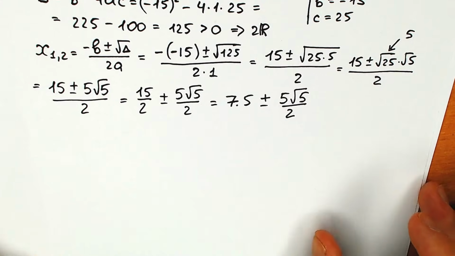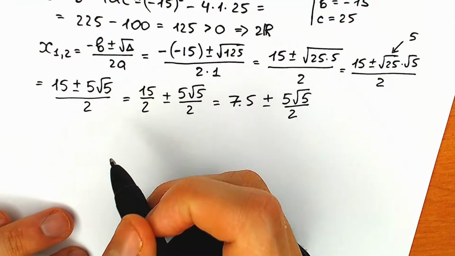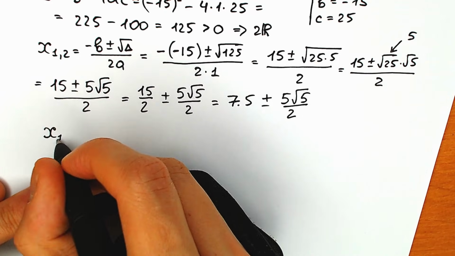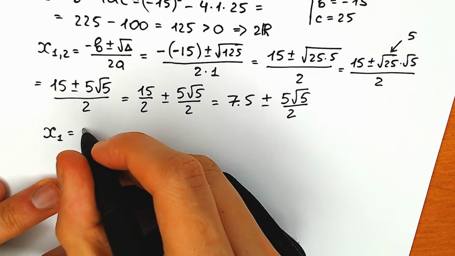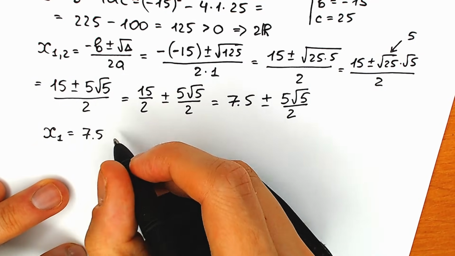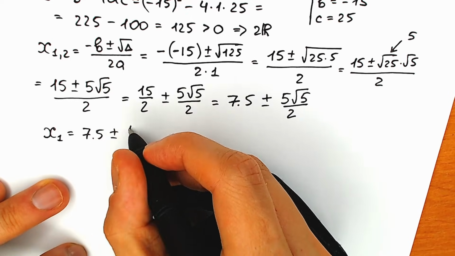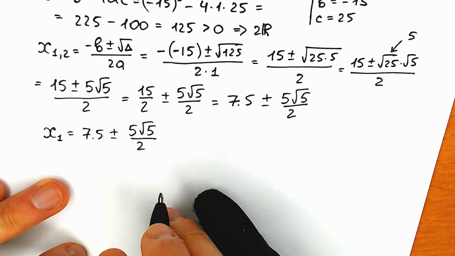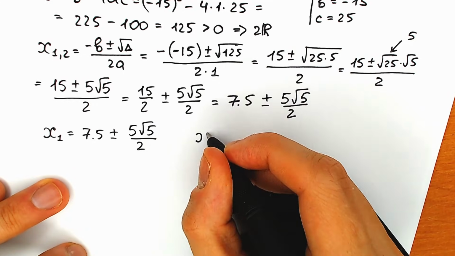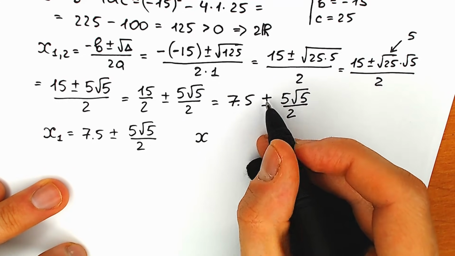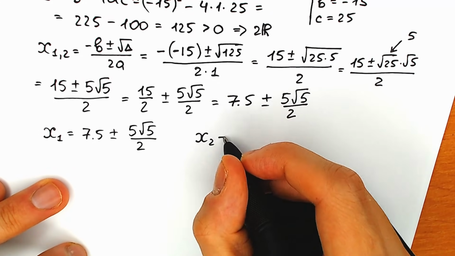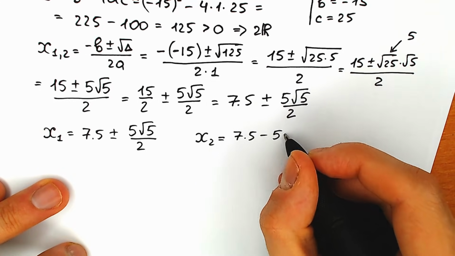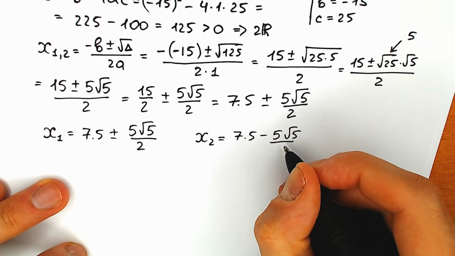So let's write our final answer. Let's gather all the information together, and let's write our x first. Let's write this expression, but with the plus sign. This is our x first, so 7.5 plus 5 square root of 5 over 2, and x second, don't forget that we have plus minus right here, so we also have x second equal to 7.5 minus 5 square root of 5 over 2.